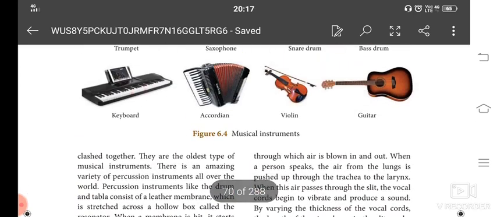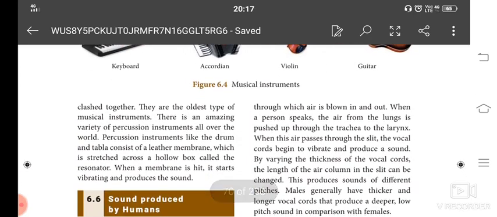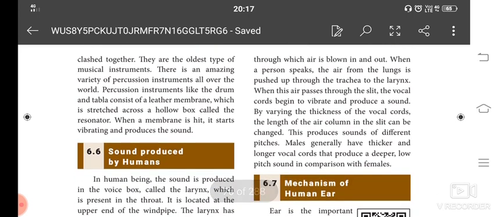Then what is happening? Air is blown in and out. Air goes inside and comes out, and the air is pushed through the trachea to the larynx. When this air passes through the slit, the vocal cord begins to vibrate and produce a sound. When we touch the throat while speaking, we can feel the vibration. Because of these vibrations, changes in pitch occur, and then we are producing a sound.